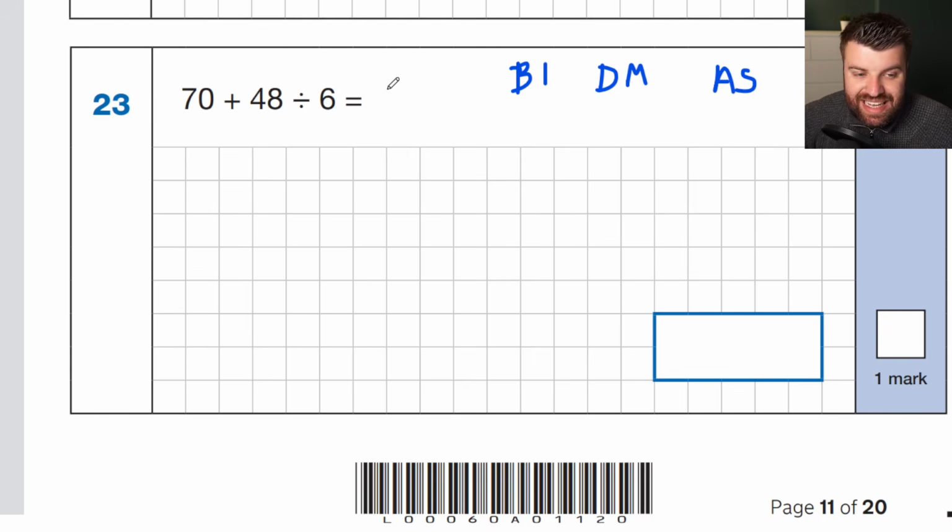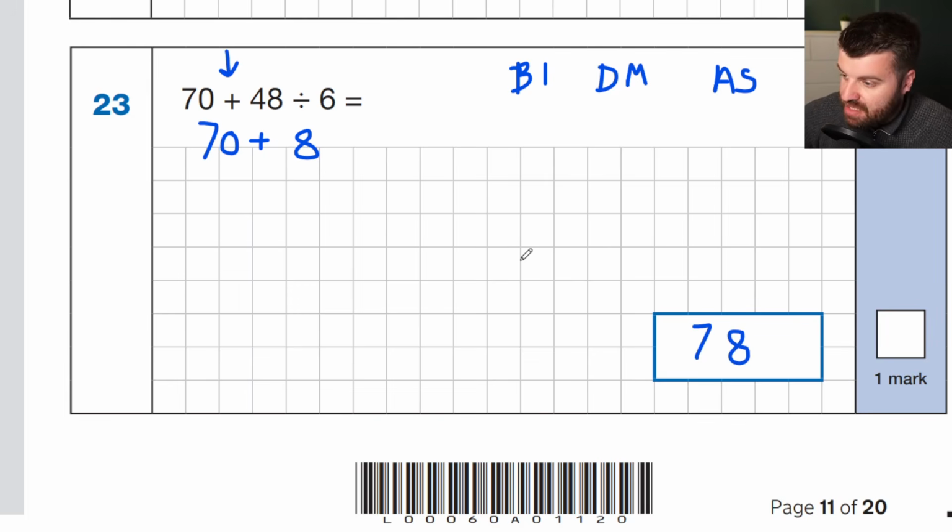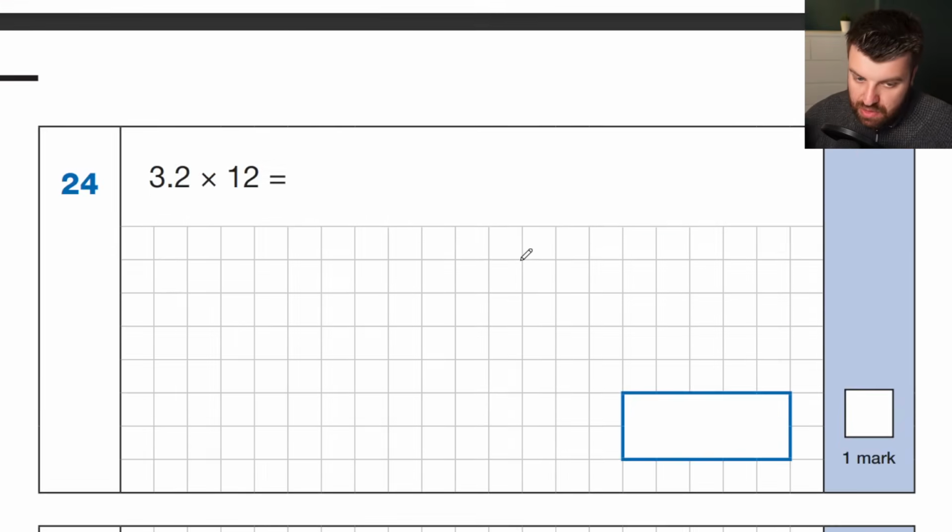48 divided by 6 is going to give us 8. Then we have to do the addition that's left over. Even though the addition symbol comes first, it doesn't matter. The answer here is 78. Order of operations. We need to know them.